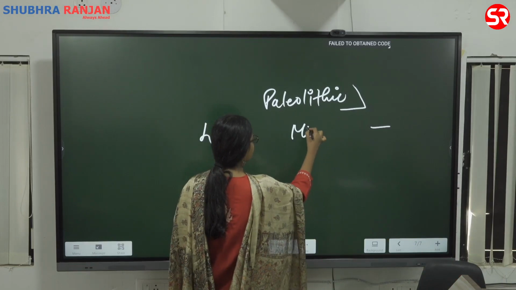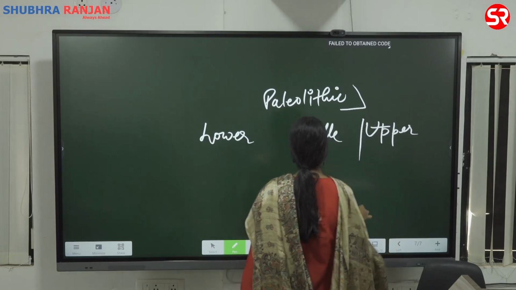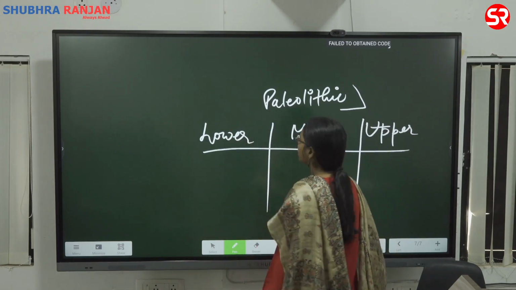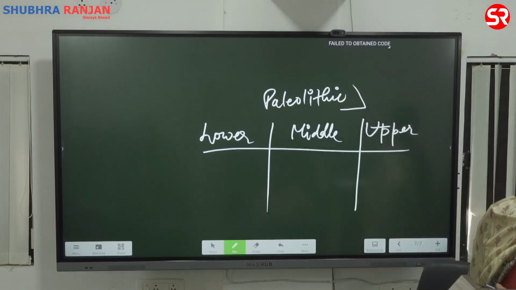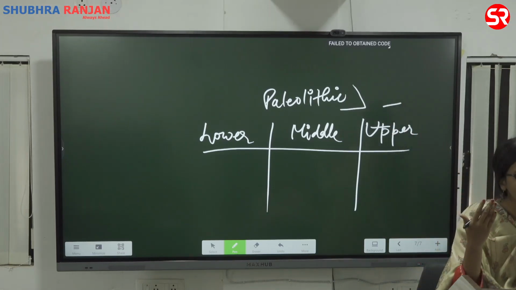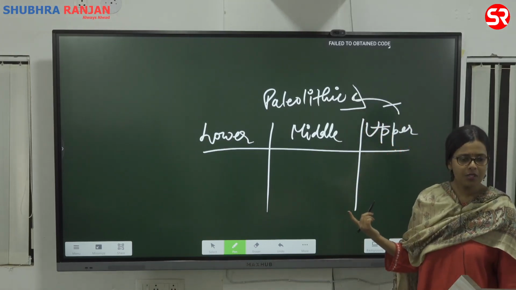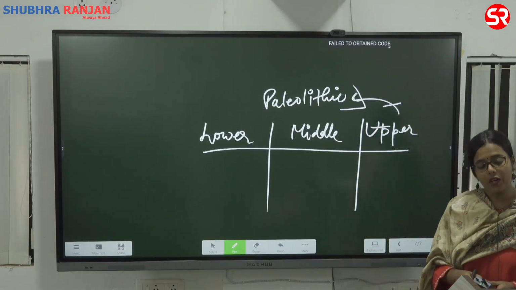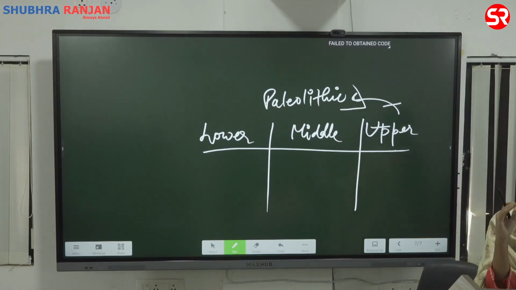Lower, middle and upper. Okay. So why do they categorize it into lower, middle and upper? They categorize it because the nature of the tools is going to change. That is the basic reason, nothing more than that. But there are going to be a few common things between all 3 phases. That is why we call it Paleolithic, not Mesolithic. So let's first understand what are the common things between these 3 periods which come under Paleolithic.